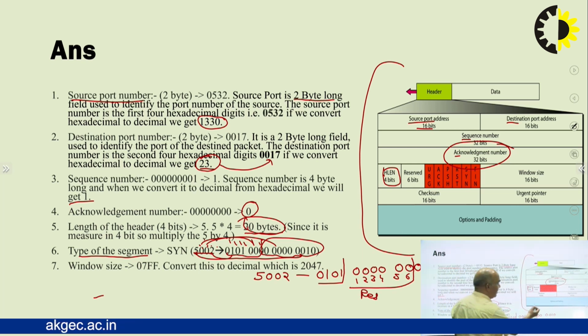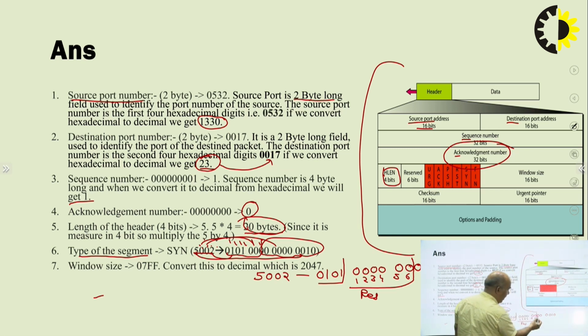Now we are left with 6 bits, 1, 2, 3, 4, 5, 6. So these 6 bits are left in order to identify what kind of segment it is. This one is for urgent, this is for acknowledgement, this is for push, this is for reset, this is for sync, and this is for finish.